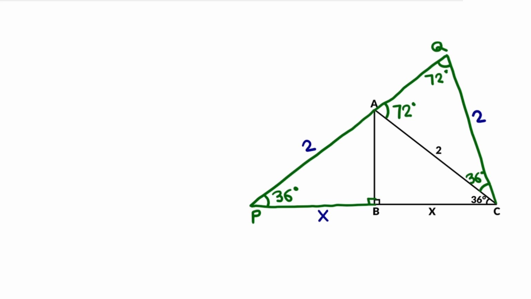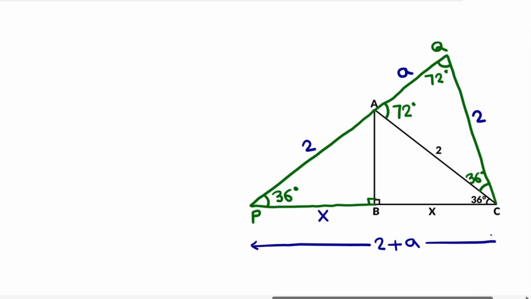Let's call the small top segment, AQ, equal to a. So the full left side, PQ, becomes 2 plus a. And because triangle PCQ is isosceles, its bottom side, PC, is also 2 plus a.